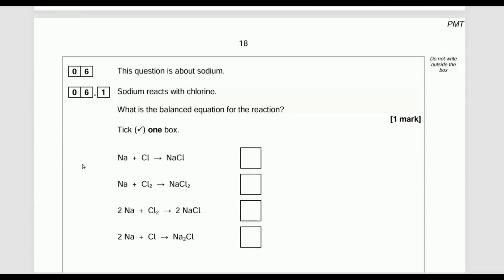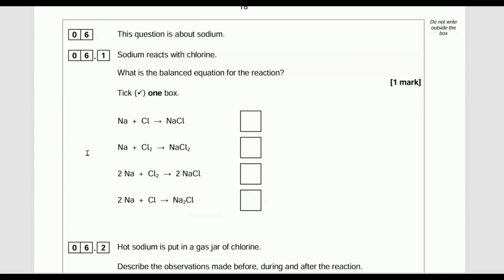That's the end of that question. We're on to the last question. This question is about sodium. Sodium reacts with chlorine. What is the balanced equation for the reaction?